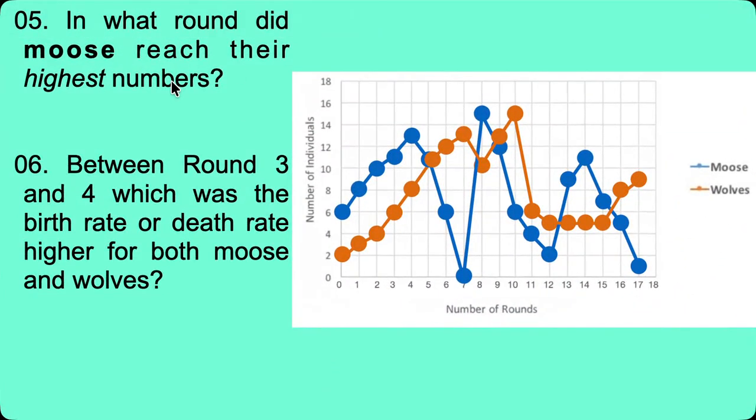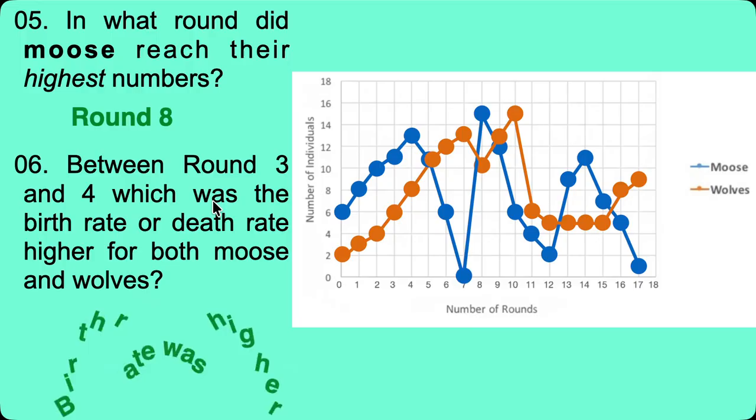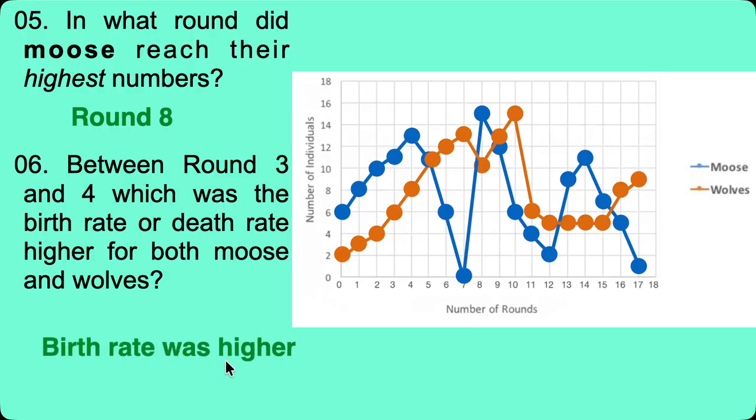Okay. In what round did moose reach their highest numbers? All right, so in which round did moose reach their highest numbers? That would be in round 8, and that was because of immigration. Between round 3 and 4, which was higher, the birth rate or the death rate of the moose and the wolves? So here's 3, here's 4. They're both increasing, so the birth rate had to be higher.